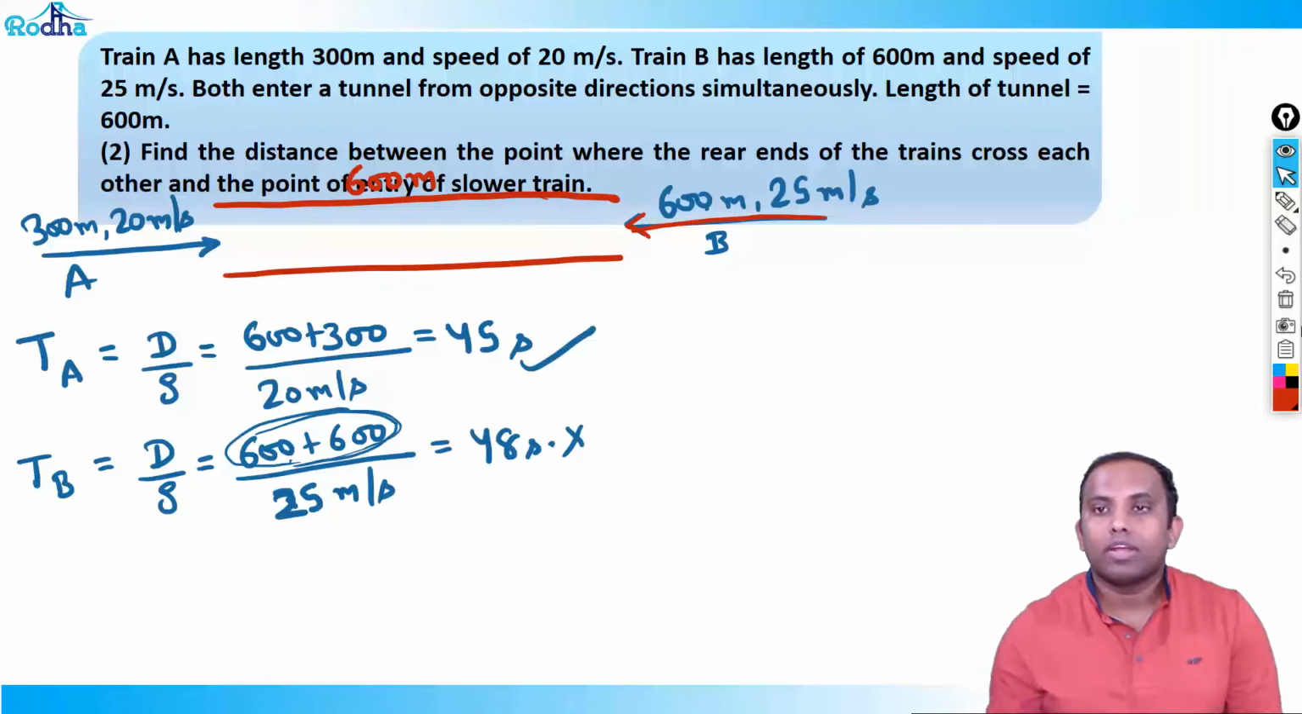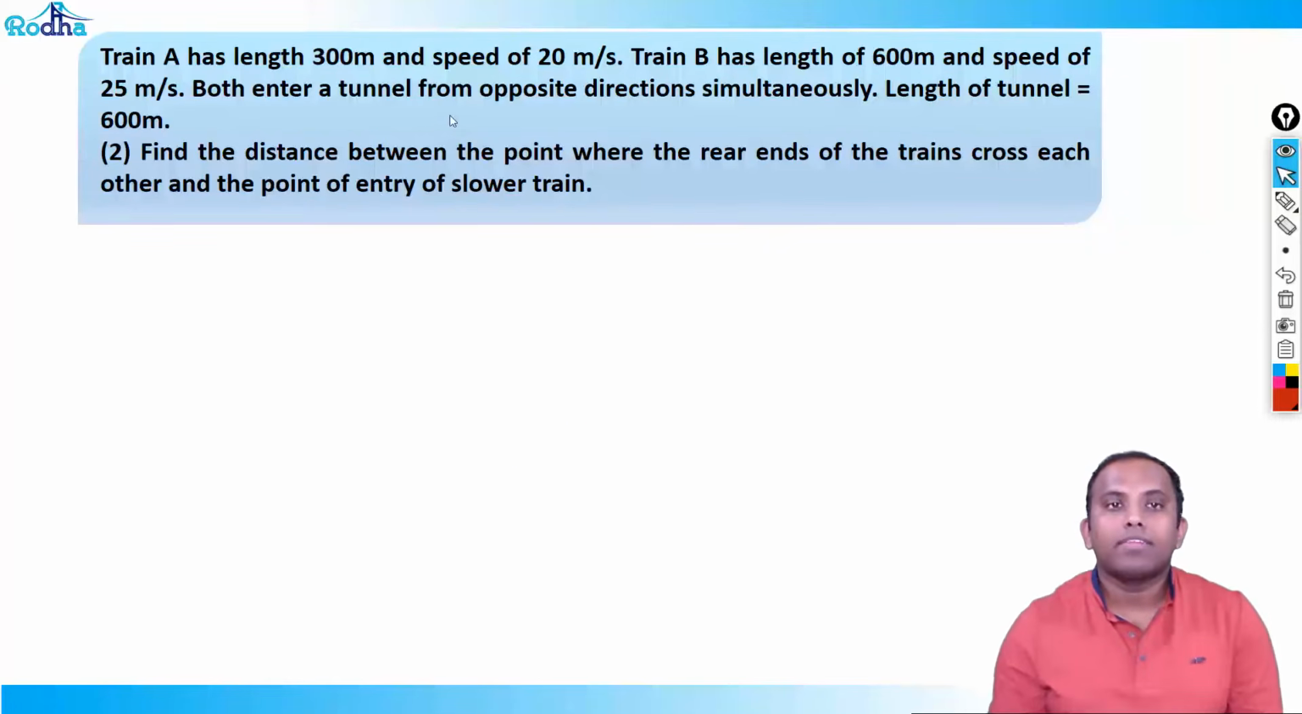Okay, so the second question is about train A, which has a length of 300 meters and a speed of 20 meters per second. Train B has a length of 600 meters and a speed of 25 meters per second. Same question: both enter the tunnel from opposite directions simultaneously. The length of the tunnel is 600 meters.